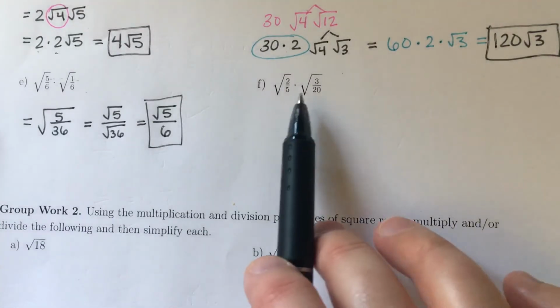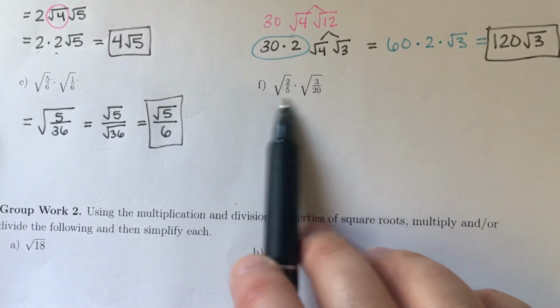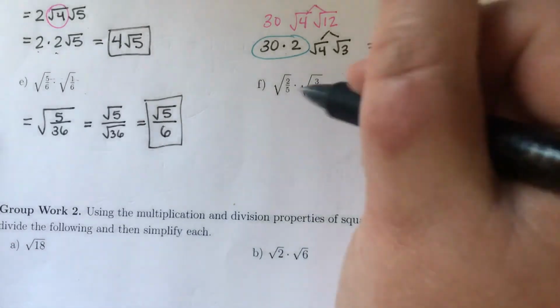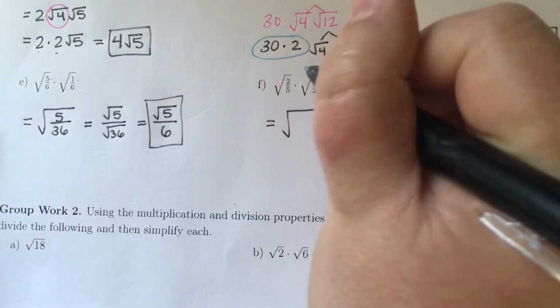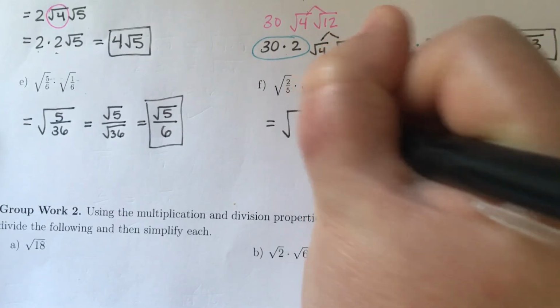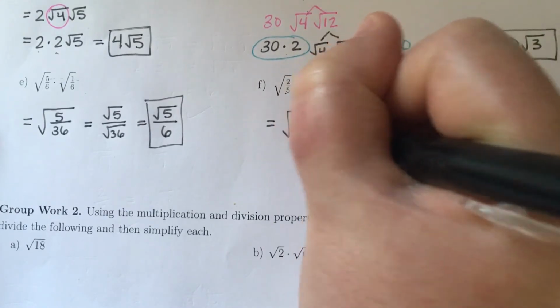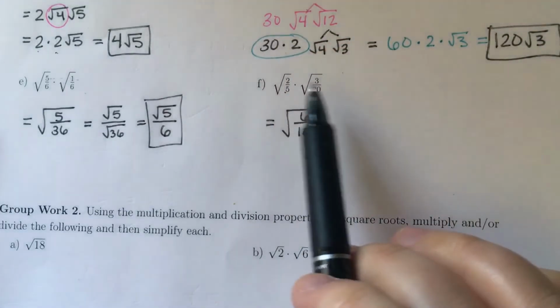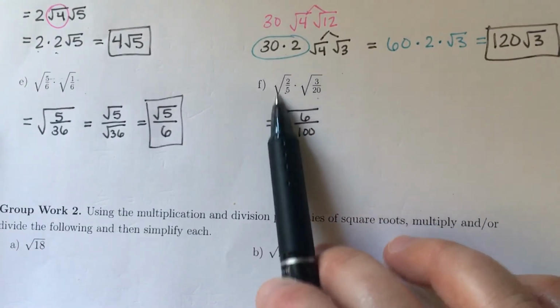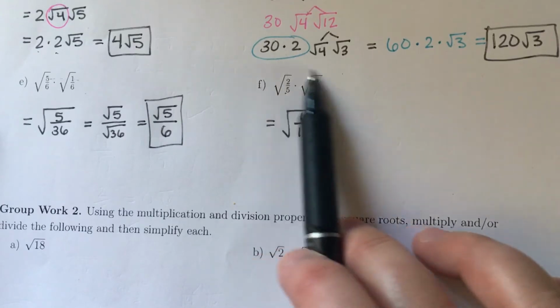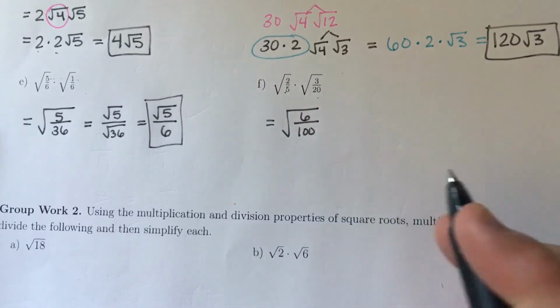Let's see if hopefully part F works as nicely as part E did. So I'm going to do the same step first, is just multiply the fractions. 2 times 3 is 6. 5 times 20 is 100. And we can do that multiplication because they're both under a square root, right? As long as both pieces are under a square root, we can combine them or multiply them.